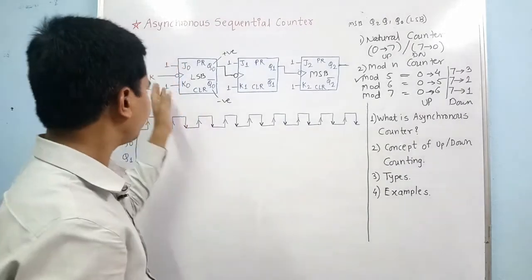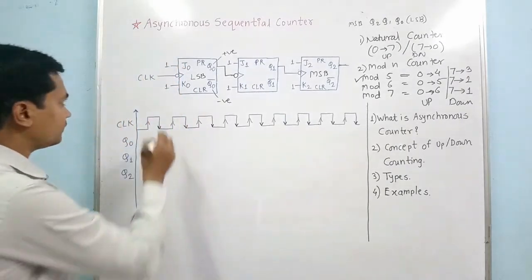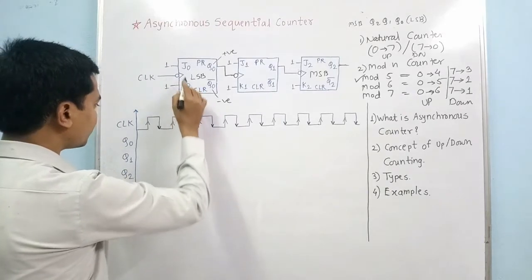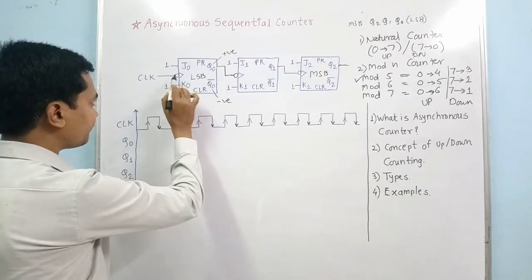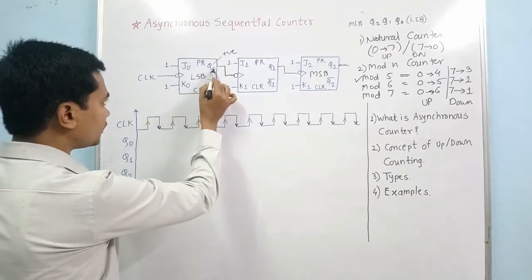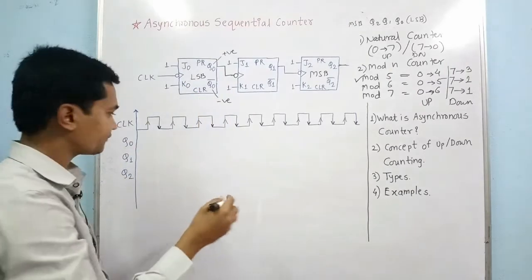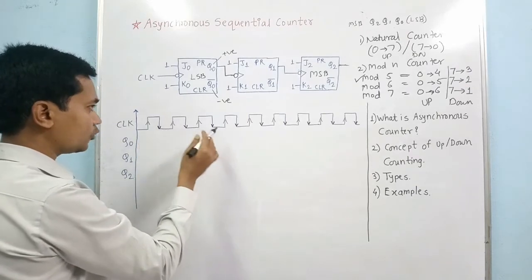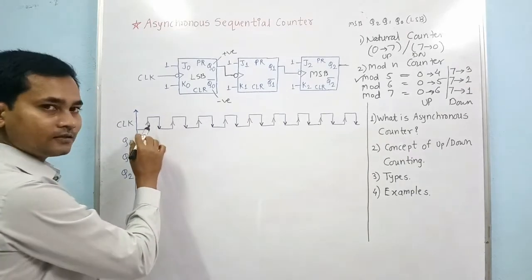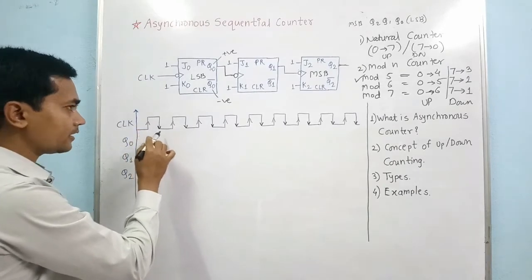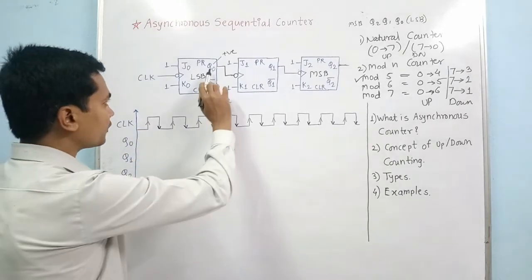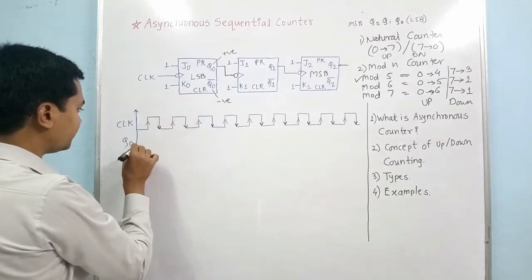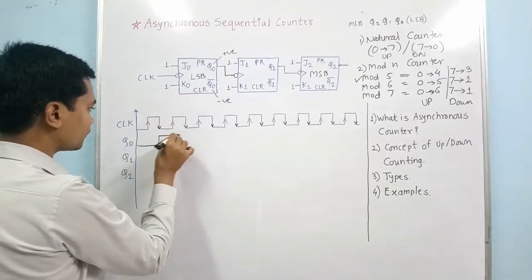So as the clocks are applied here, what will happen? Due to this negative edge triggered clock, on each and every falling edge, the Q0 output will go on changing. I have just drawn the arrow symbols in 2 colors: positive edge triggered in red color and negative edge triggered in black color. So here on the falling edge of the clock, the Q0 output will be changed, like this.